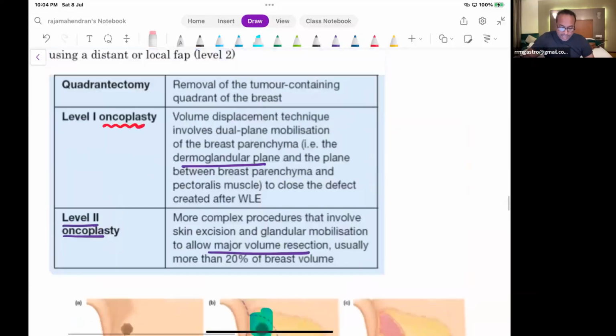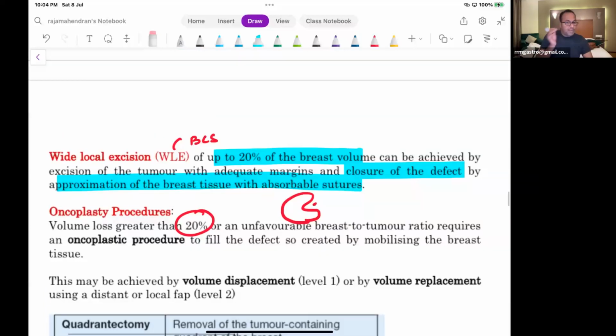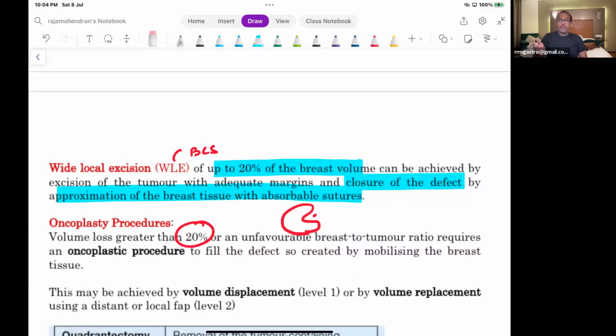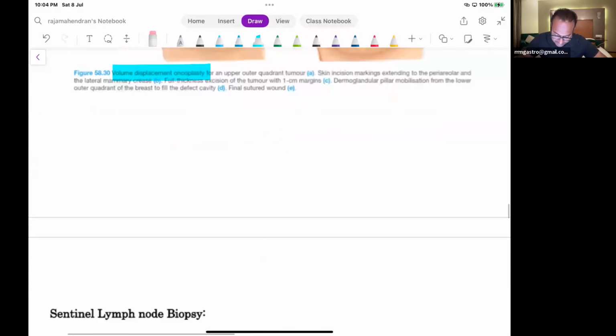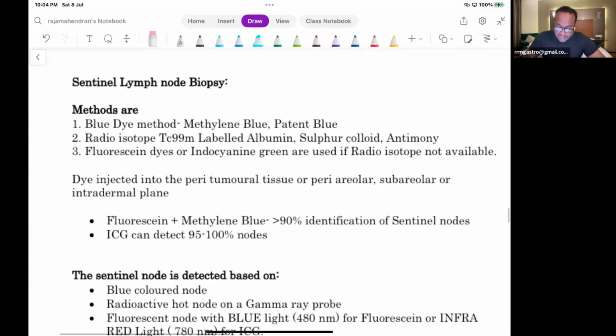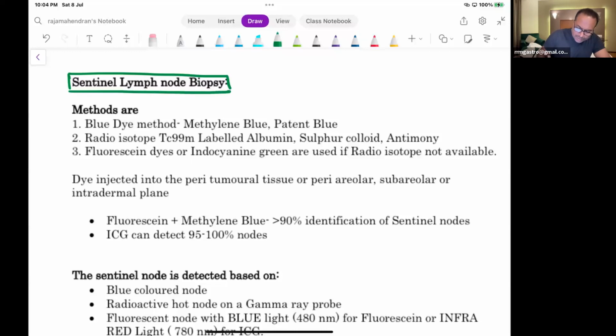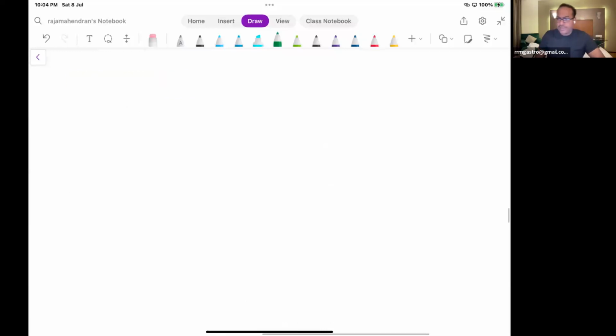Just remember, if less than 20% is removed, you don't need to do anything. If more than 20% is removed, we have to do an oncoplastic procedure for the breast reconstruction. Okay. So what final year students must know is sentinel node biopsy. See, understanding the sentinel node biopsy is very important.